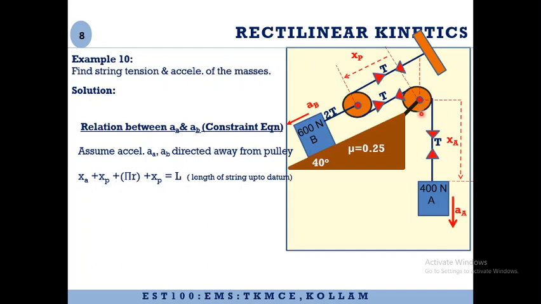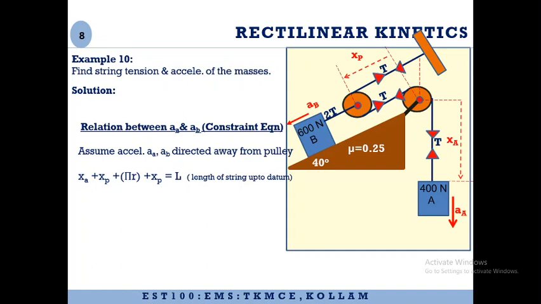The second term in the constraint relation is this distance XP. This distance over the pulley we are neglecting because it is a fixed distance. Similarly, the next distance is pi r, that is this distance. You may write it or you can also neglect that. Then the next distance is XP, this distance XP. So this total is equal to the length of the string up to the datum.